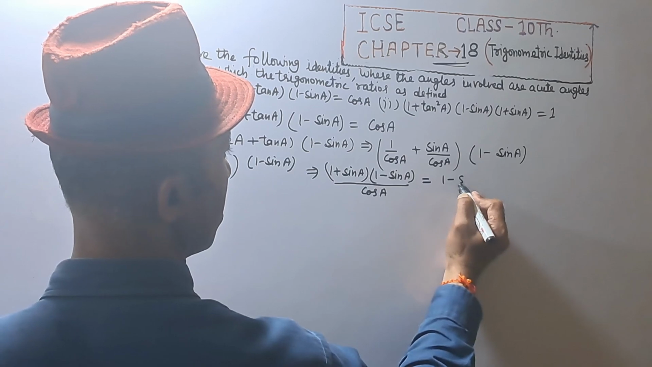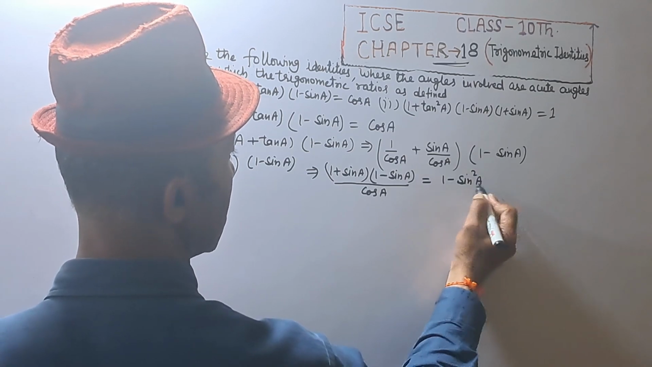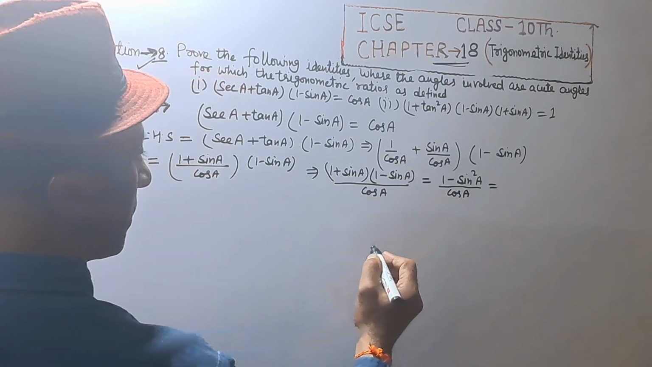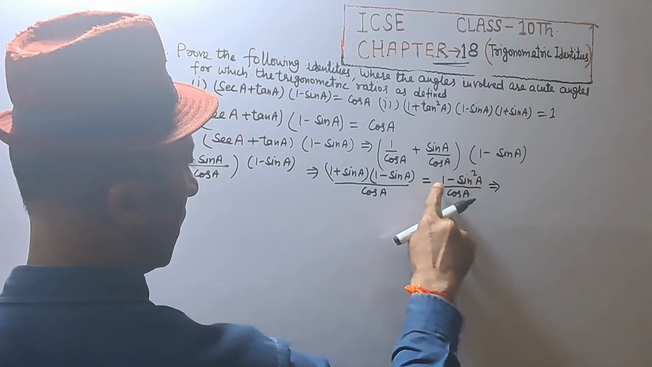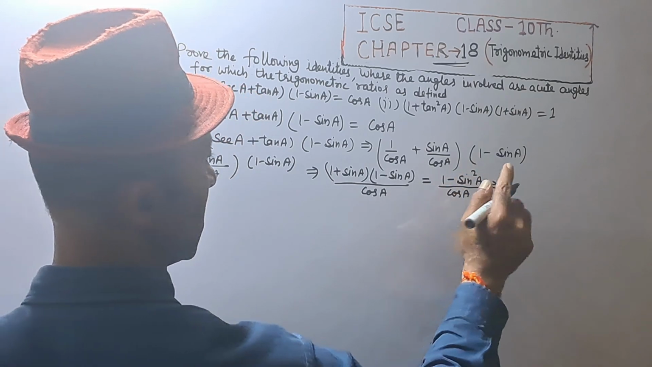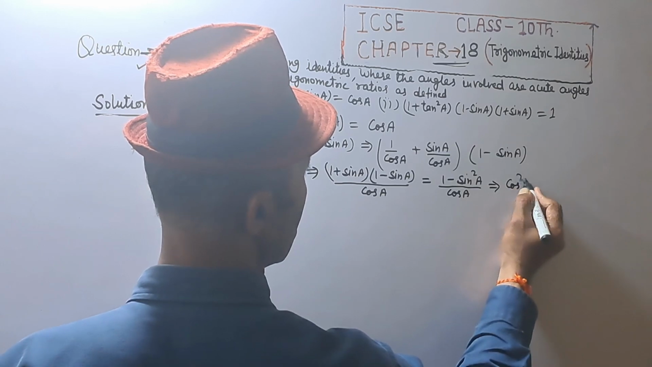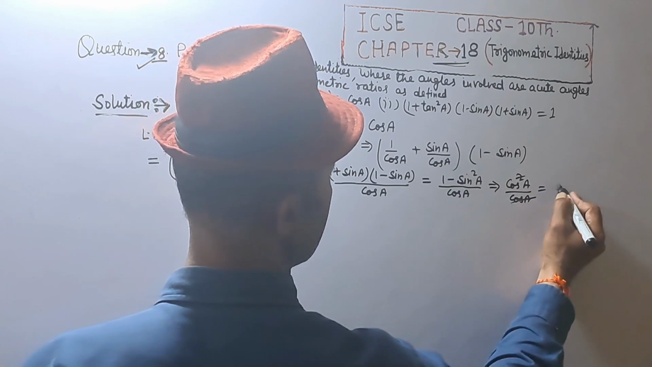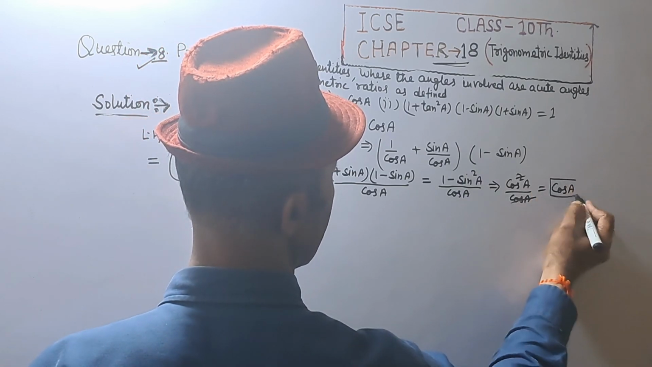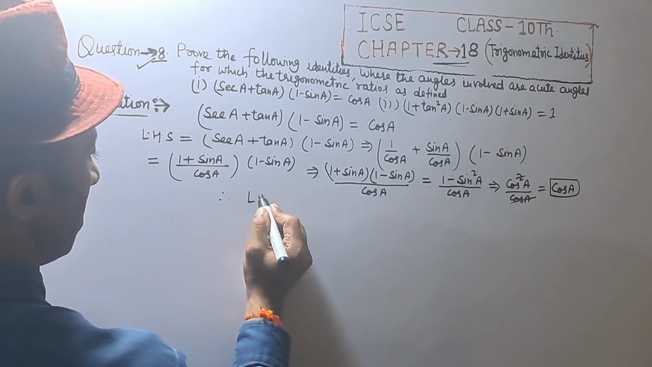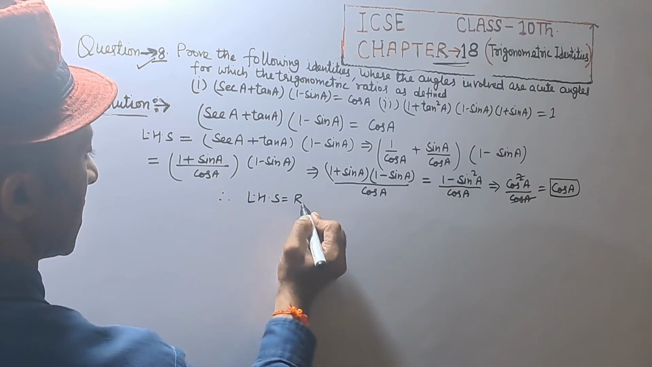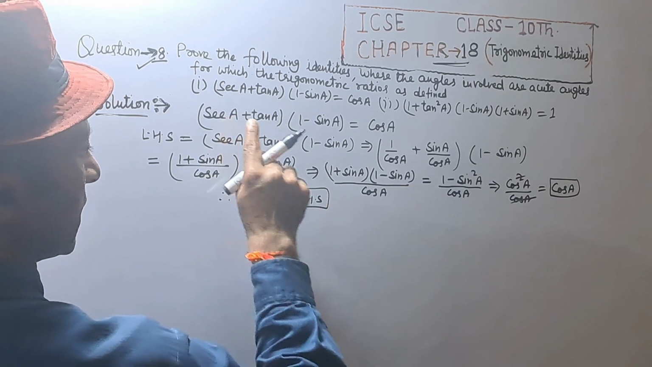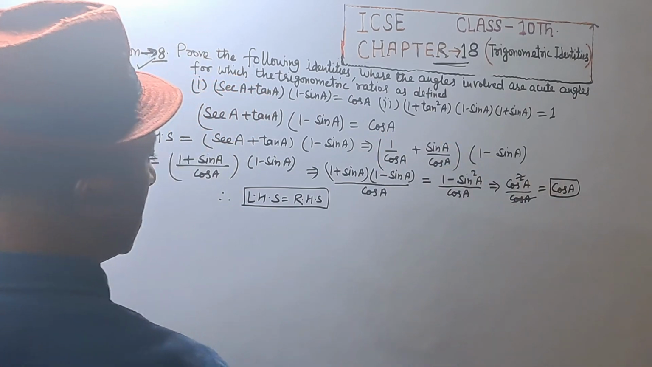1 square is 1 minus B square, that is sin square A, upon cos A, which implies 1 minus sin square A is equal to cos square A upon cos A. One power is cancelled and we get cos A. So left hand side is equal to right hand side, hence proved.